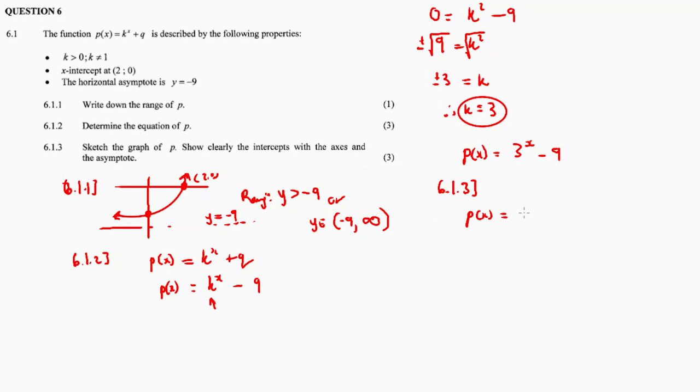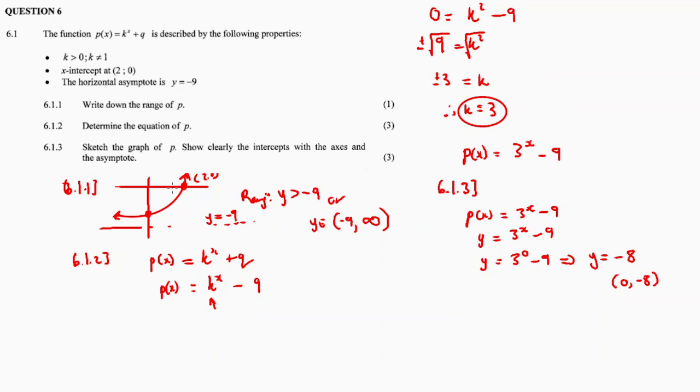p of x is the same as saying y equal to 3 exponent x minus 9. Therefore, to find the y-intercept, we let x be equal to 0. So y is equal to 3 raised to exponent 0 minus 9. That's 1 minus 9, which is minus 8. So therefore, my y-intercept is (0; minus 8).